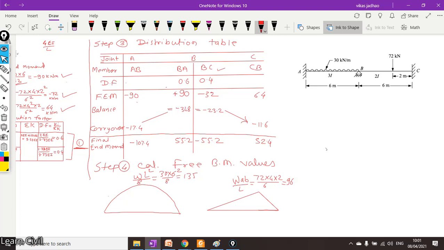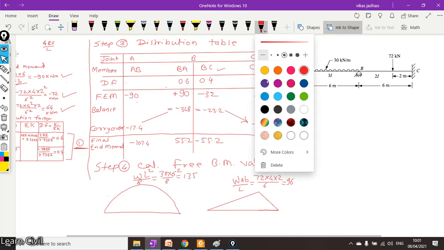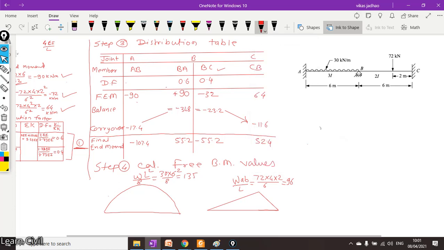Now we have to draw the bending moment diagram. To draw it, draw your reference line like this. Your 135 kilonewton meter will be like this. This is 96, this is 135.